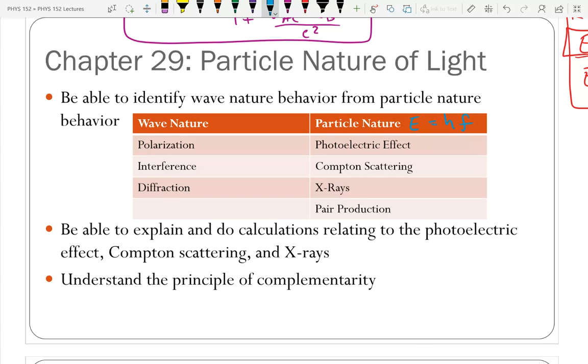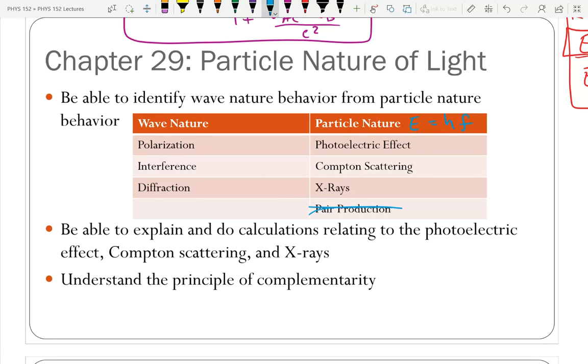X-rays. The X-rays are energy produced when you have electrons slowed down. Can only be explained if the energy of the photons is hf. And pair production, which we have not talked about yet. So pair production, don't worry about it, that won't be on the test.